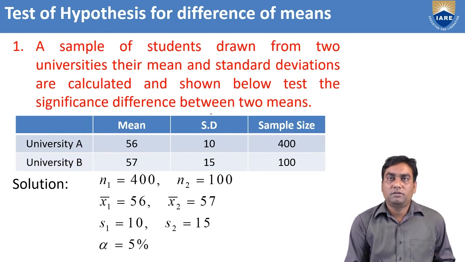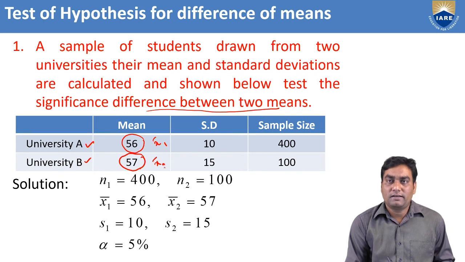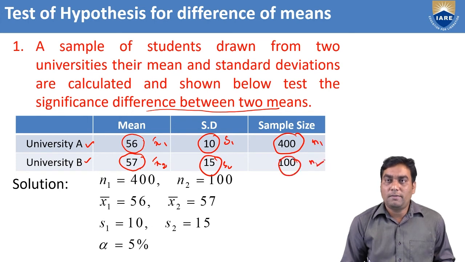If you observe a sample of students drawn from two universities, their means and standard deviations are calculated and shown below. Test the significant difference between means. Two universities are given and first university mean x bar, the first one, that's why x1 bar is given, and second university mean x bar, the second one, that's why x2 bar. Standard deviations S1, S2. And the first university students sample size N1, and large samples. We are going to test whether there is any difference between two means. That's why we can use test of hypothesis for difference of means.